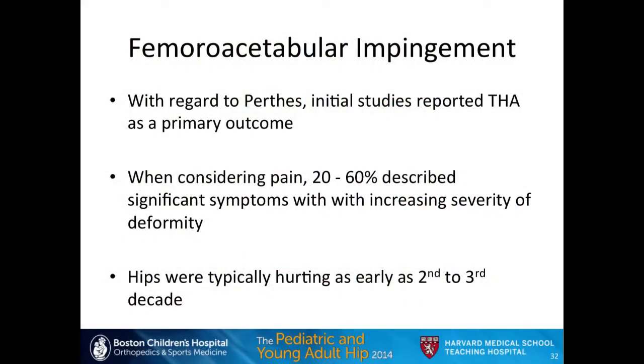With regard to Perthes, folks back at Texas Scottish Rite Hospital in Dallas went back and they looked at it more carefully and said, you know what, hip replacement is kind of a hard endpoint. And yeah, it makes intuitive sense. Like, that's when I know that the pain was so bad, I had to do anything to get rid of it. I'm going to go to hip replacement.